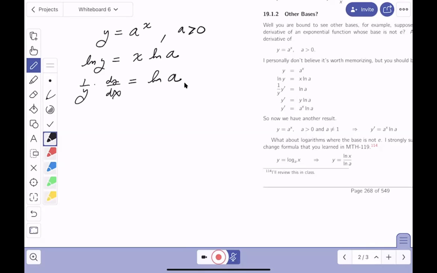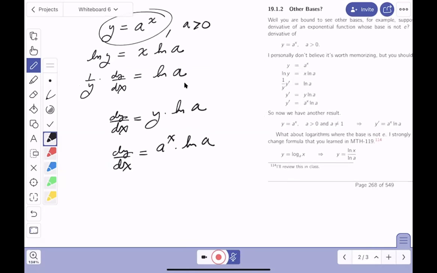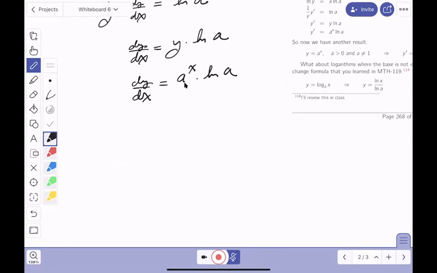Let's write this down now. So dy/dx equals y times the natural log of a. Do you know what y is? It's right up here. So dy/dx is a to the x times the natural log of a. So let me write that down for you. Important result: if y equals a to the x and a is greater than 0, I know its derivative, dy/dx, is going to be equal to a to the x times ln a.